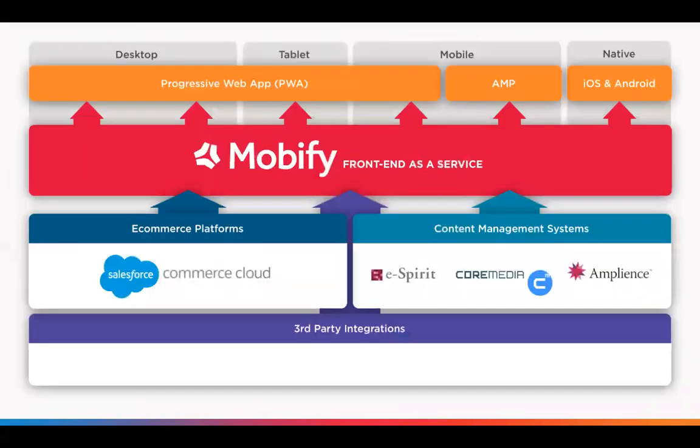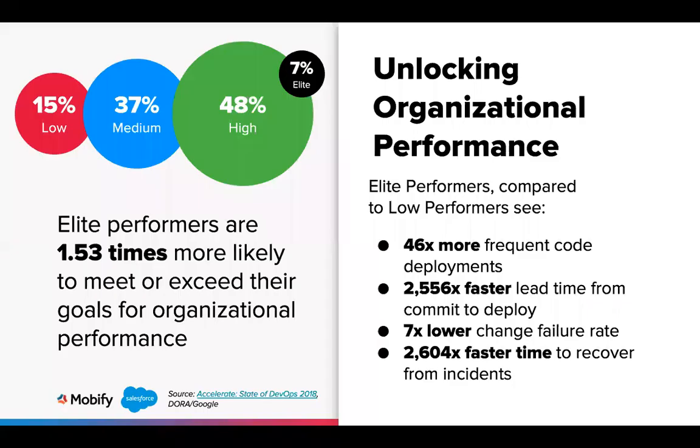So what we're trying to position is, hey, you can start with a front end as a service like Mobify so that you can have one place to start all this and have a single code base and a single application runtime to deliver all these experiences on top of kind of an API-led model where, again, we're accessing Commerce Cloud APIs and accessing content APIs that deliver a modern experience. So our goal for doing this is to unlock organizational performance.